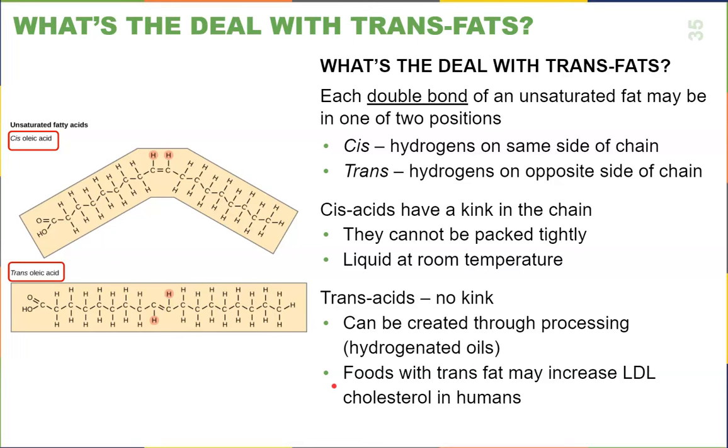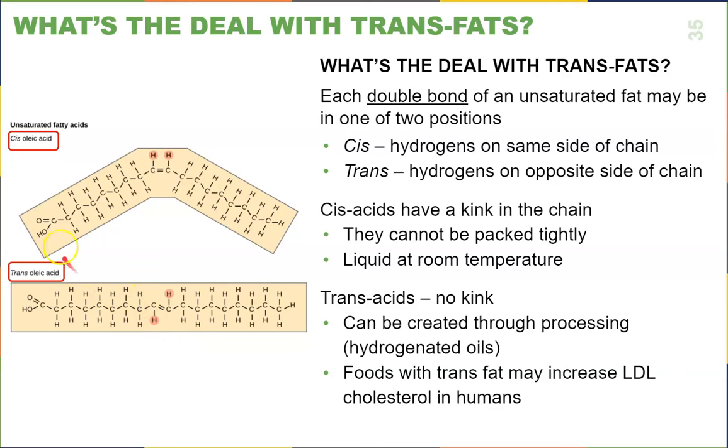So what's the deal with trans fats? I'm sure you've heard trans fats are not good for you. They do have a double bond, but that double bond does not make it curve like it usually does. So this is called a cis unsaturated fatty acid, and this is a trans unsaturated fatty acid. The cis is just referring to the hydrogens being on the same side, and the trans is referring to the hydrogens being on opposite sides of each other.